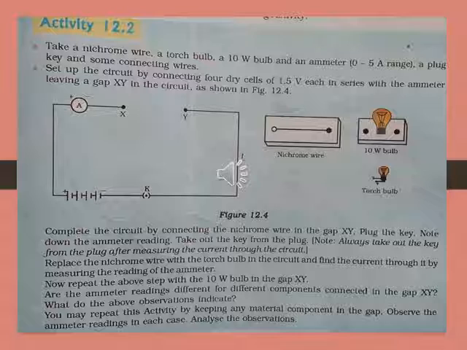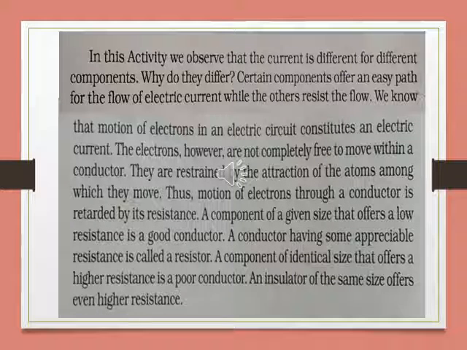My dear students, here we can see that with connection of different objects in the gap XY, we will get different current. Though the voltage is the same, we are getting different readings in the ammeter. Why does this happen? Let's see. In this activity, we observe that current is different for different components. So why do they differ?